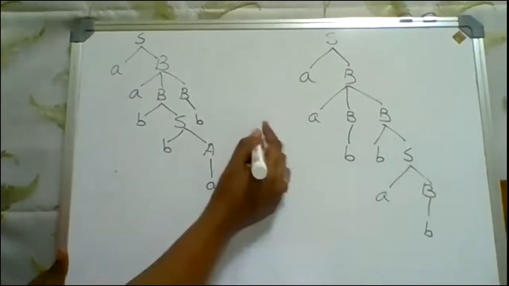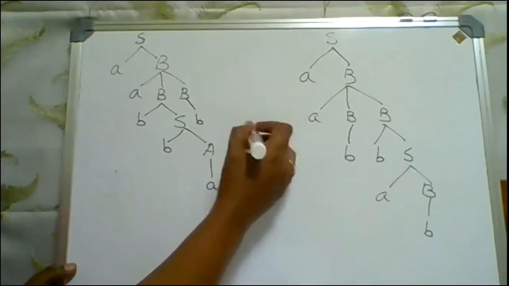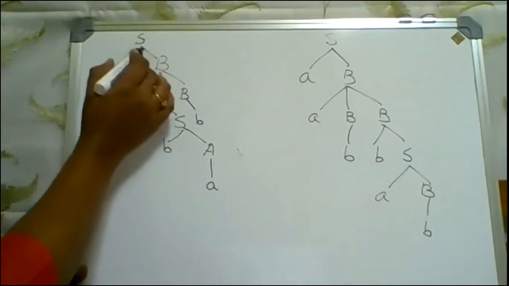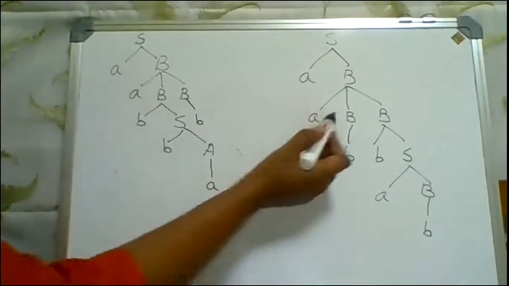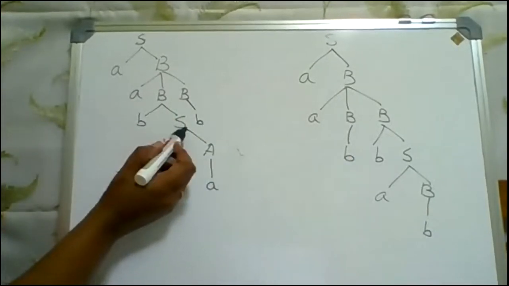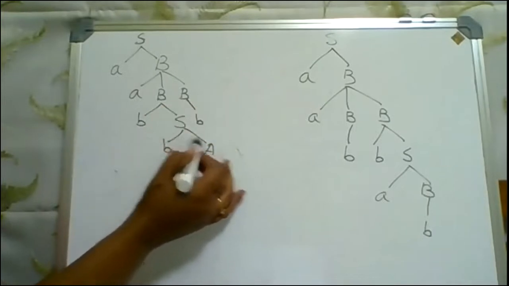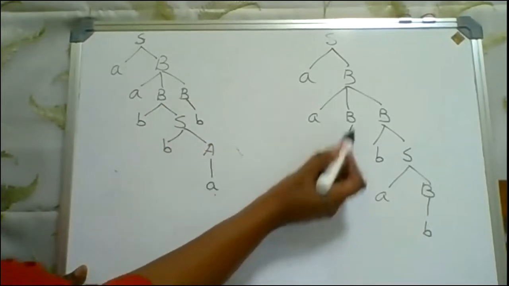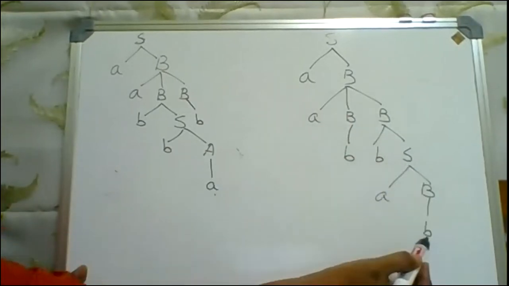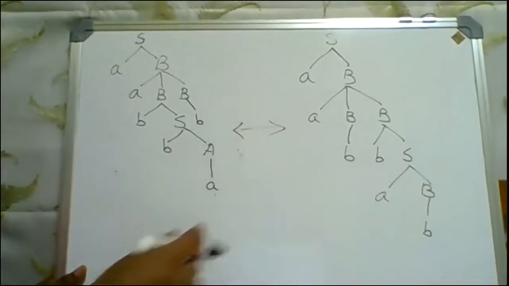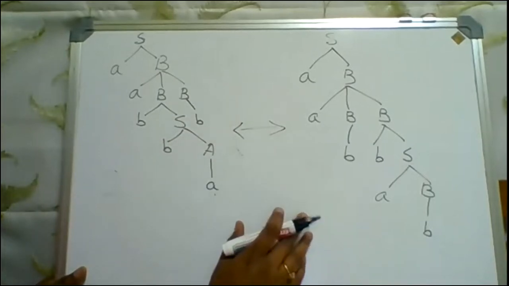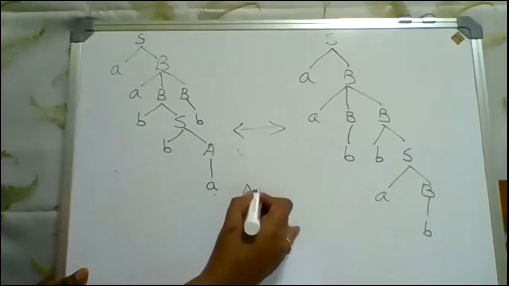Now, if you look at these parse trees, both are not the same, both are different. Here S is deriving AB, here also S is deriving AB, B is deriving ABB. This first B is deriving B, but here the first B is deriving BS, and this S is deriving BA, A is deriving A. Here, this B is deriving B, again B is deriving BS, S is deriving AB and B. So both the parse trees are different. Since both parse trees are different, we can say that this grammar is ambiguous grammar.